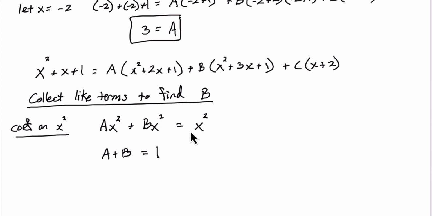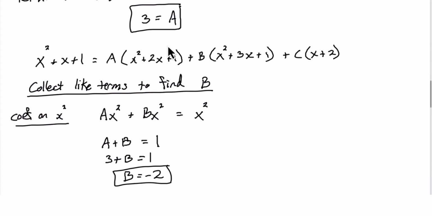We already know that A is 3. So we have 3 plus B equals 1. Subtract 3 and we get B is negative 2.